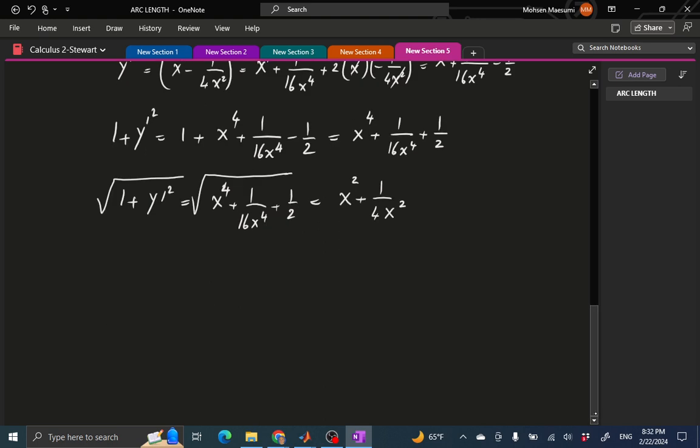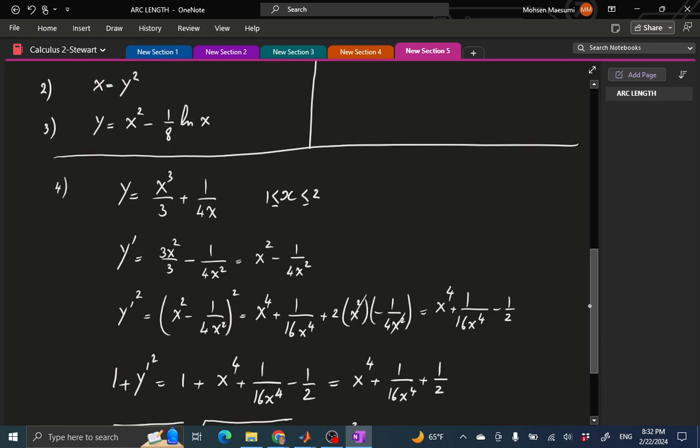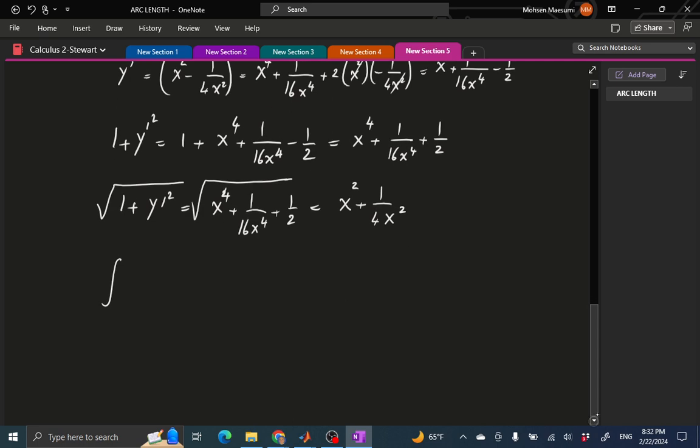So now the length is going to be the integral. Here is the beginning and end of the problem for us. This is going to be from 1 to 2 of x squared plus 1 over 4x squared dx. That's of course now the easy part.